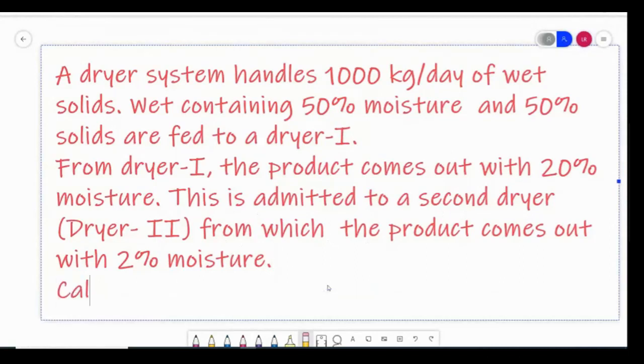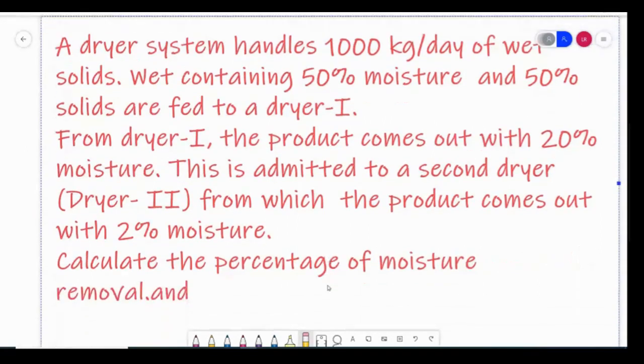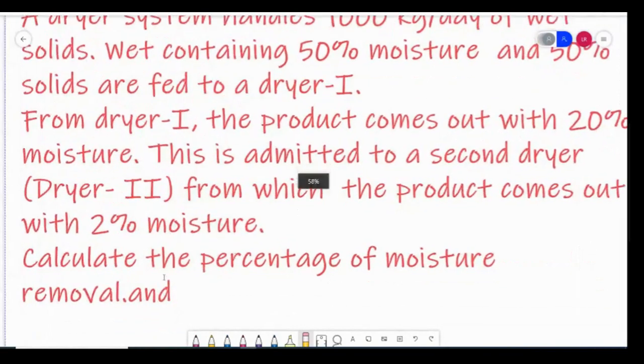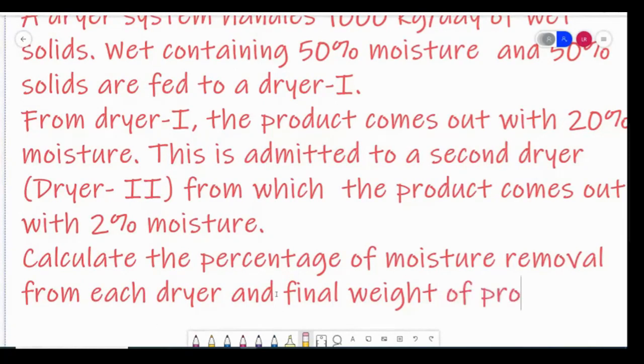Calculate the percentage of moisture removal and find the percentage of moisture removed from each dryer and the final weight of product.